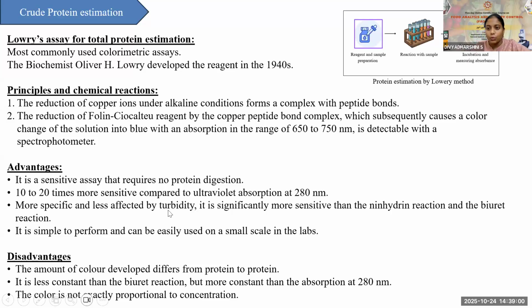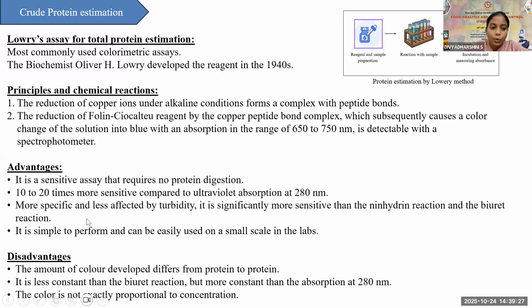So these are the advantages of why I have taken this, as there are different methods also, like the biuret test and all. So it is a sensitive assay which requires no protein digestion. In the Kjeldahl method, there are 3 steps: digestion, distillation, and titration. Here we will be going with only the reaction with the sample and UV absorbance. So it is 10 to 20 times more sensitive compared to the ultraviolet absorption at 280 nanometers.